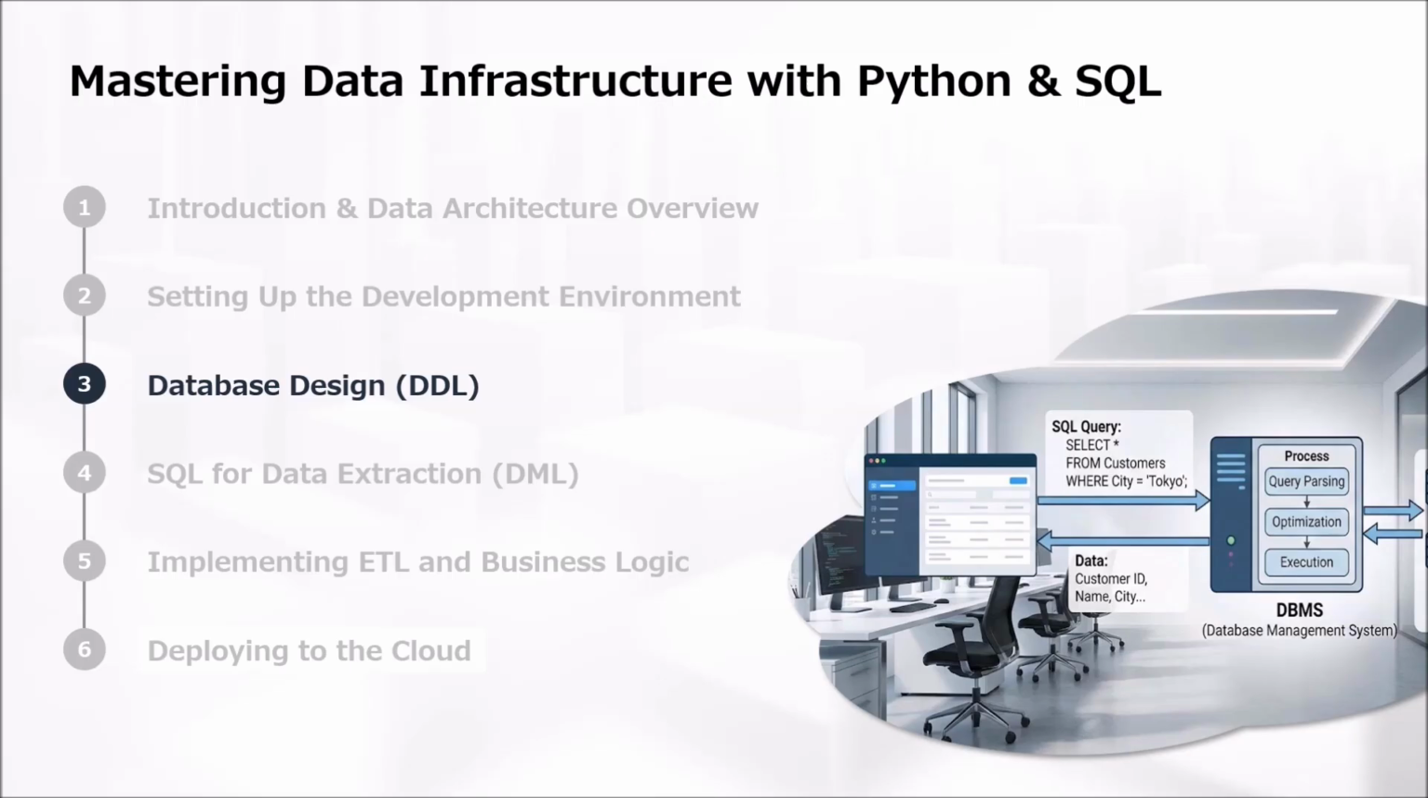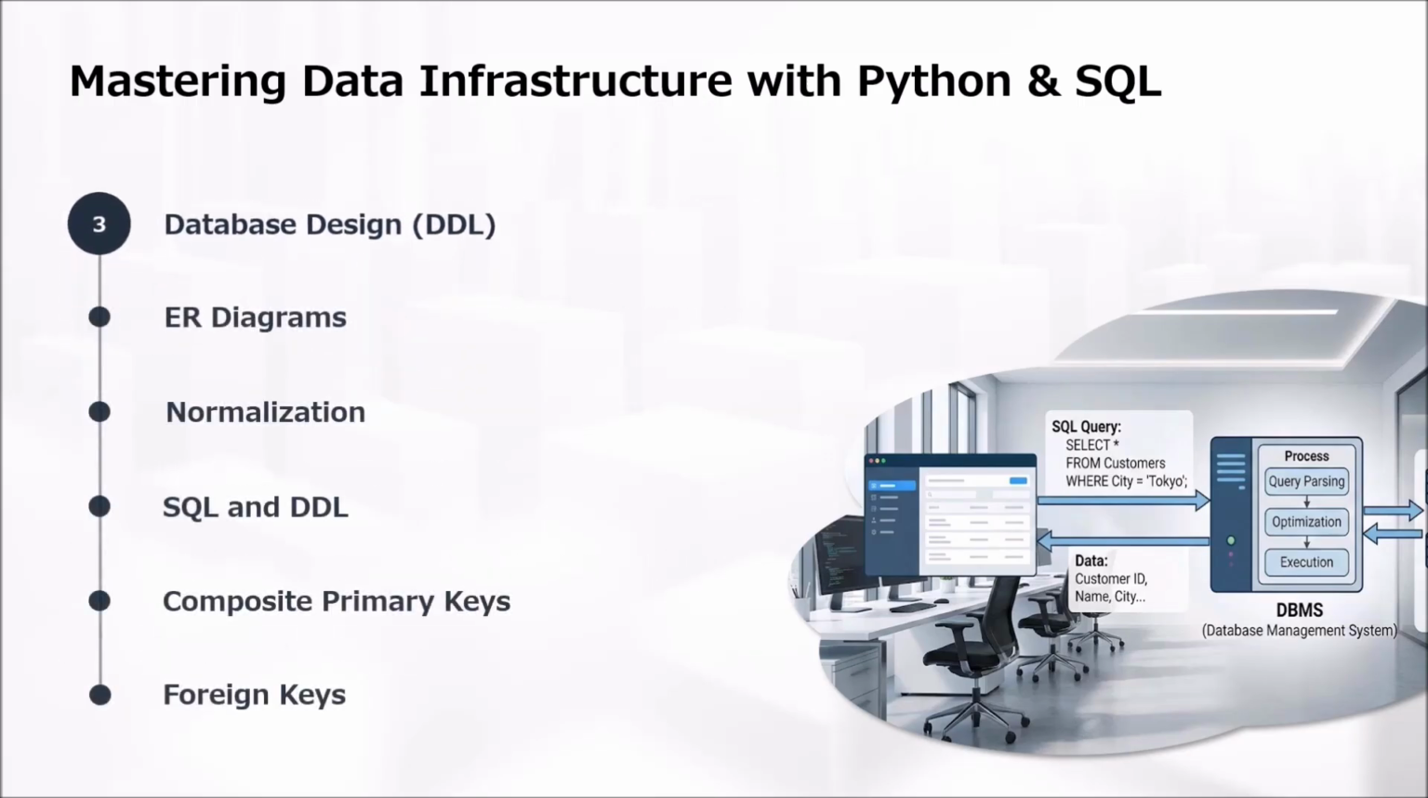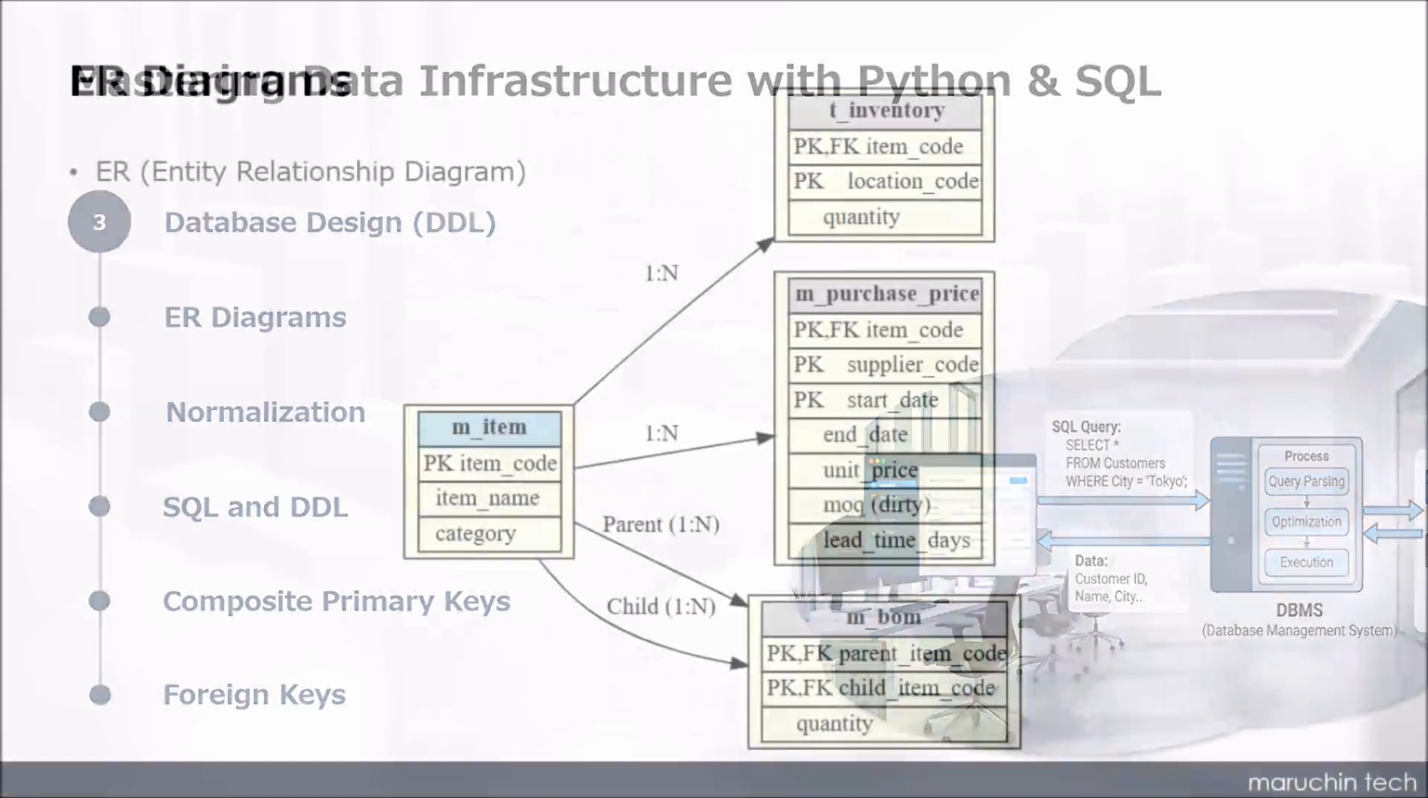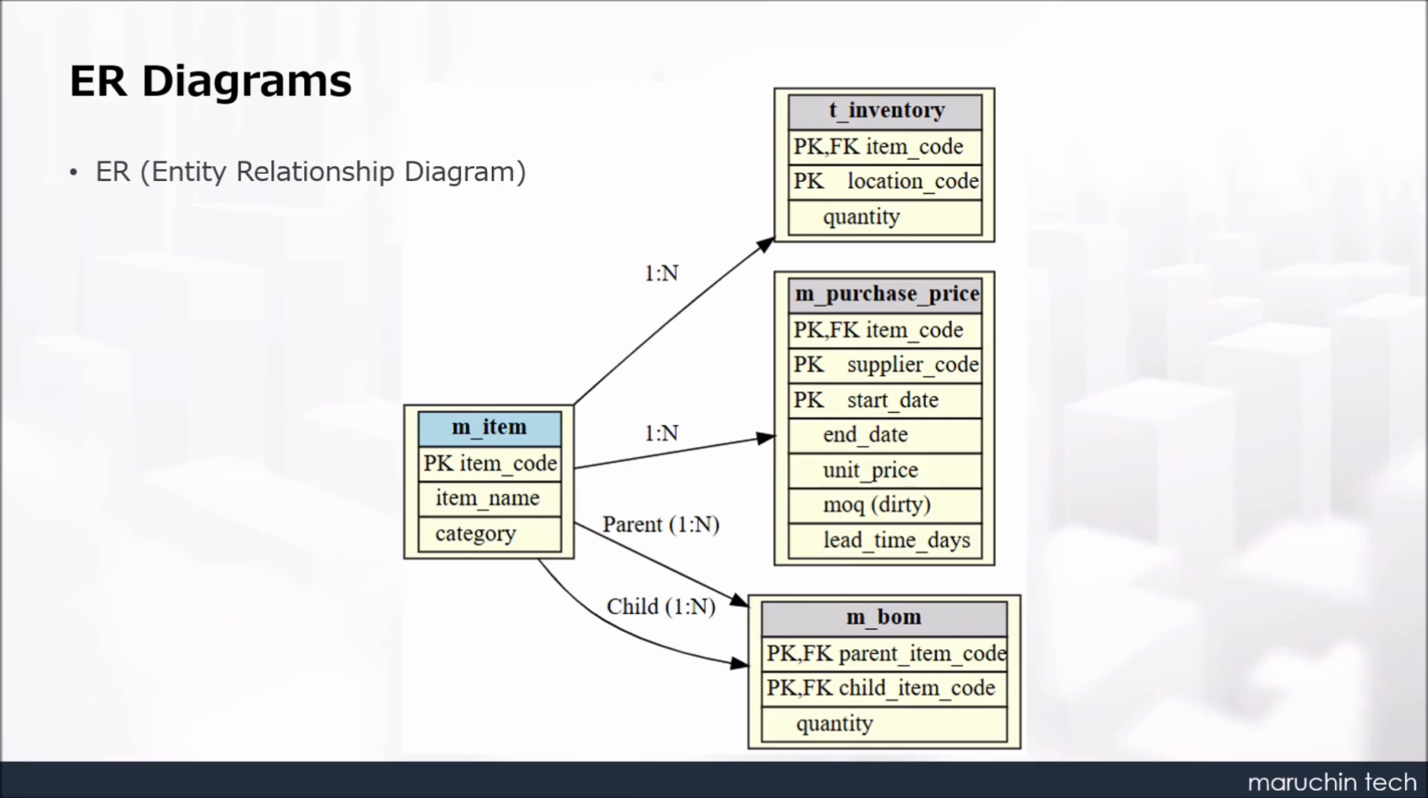Next, we move on to section 3, database design. In this section, we'll cover the essentials of database design: ER diagrams, normalization, SQL and DDL, composite primary keys, and foreign keys. Let's start with ER diagrams. I will introduce ER diagrams.